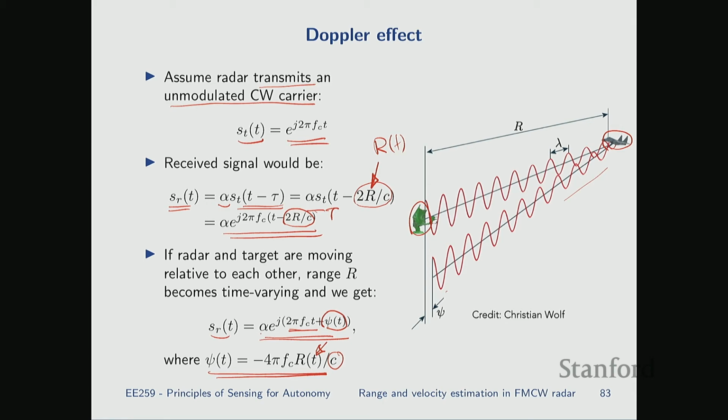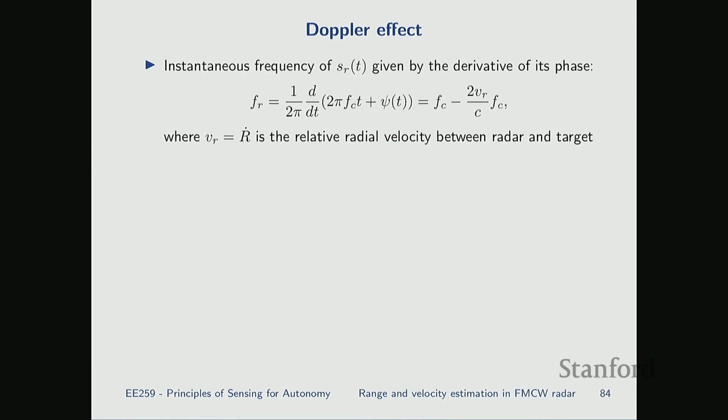Okay, so what? Well, now what happens is that with that time varying phase term, if we calculate the instantaneous frequency of the signal that we receive, we are going to see that it's not just a carrier frequency. It's carrier frequency plus a shift, that is the Doppler shift.